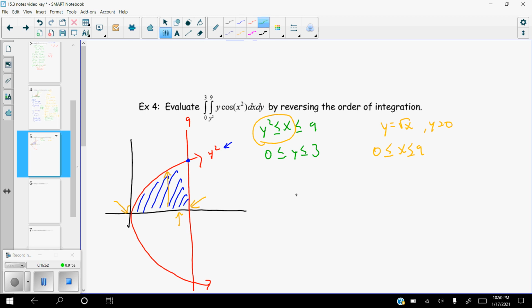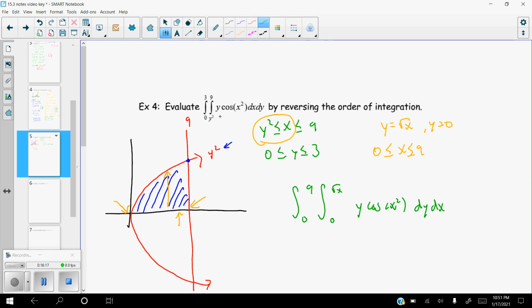So let's see what we get. dx has to be on the outside. X now goes from 0 to 9. dy has to be on the inside. Y goes from 0 to the square root of x. We're going to have y cosine of x squared. Now it's dy dx. And the question is, why would they have asked us to reverse the order of integration?